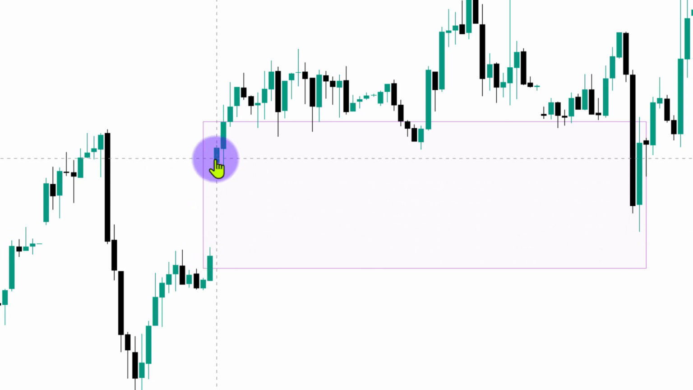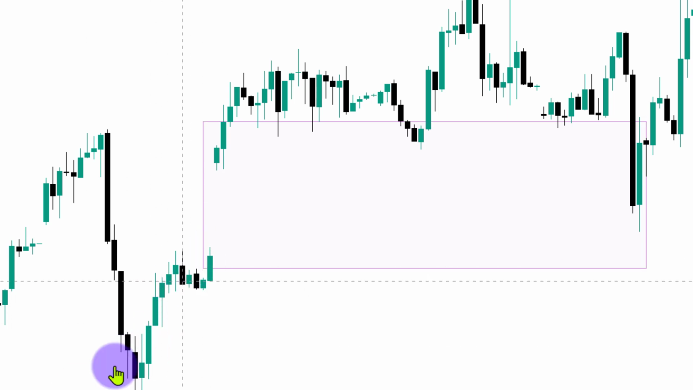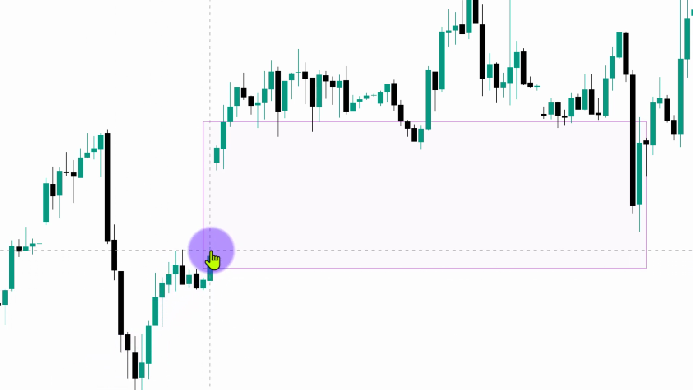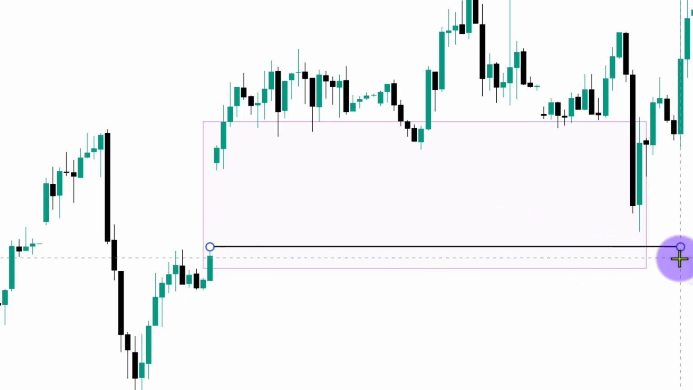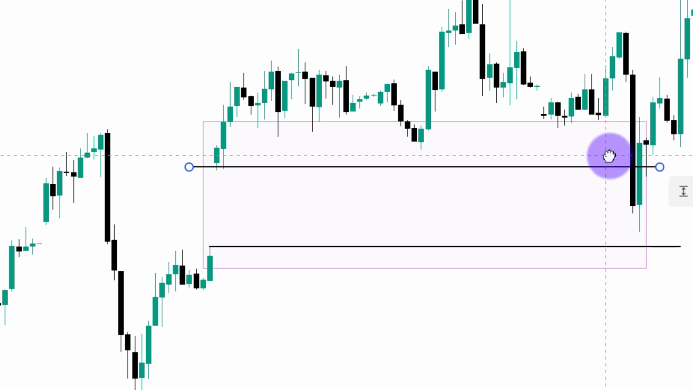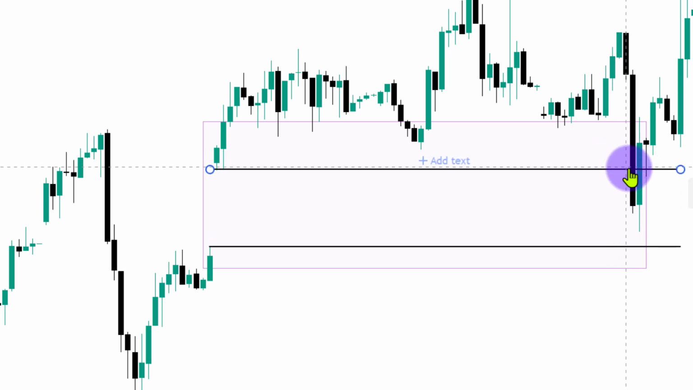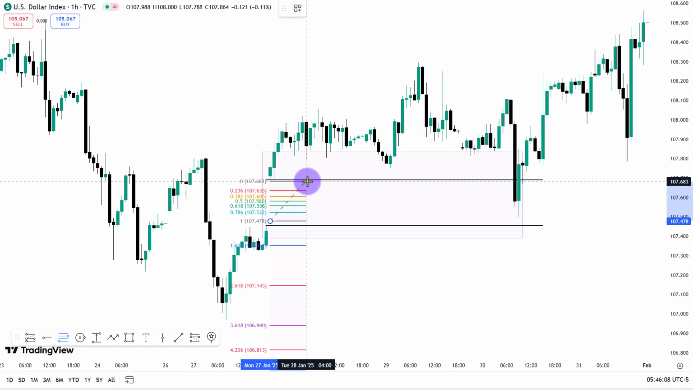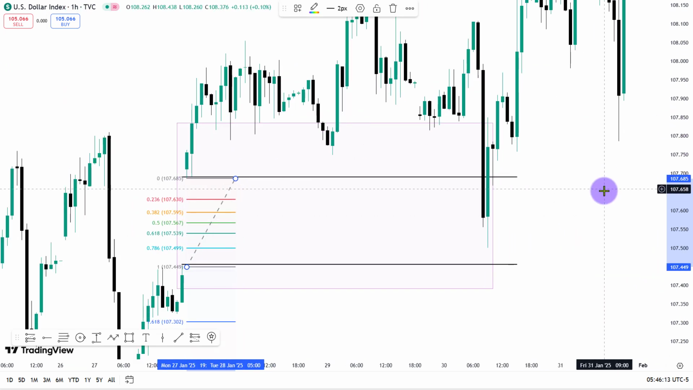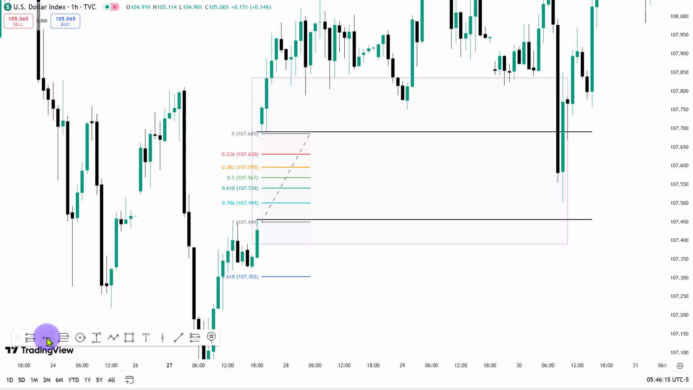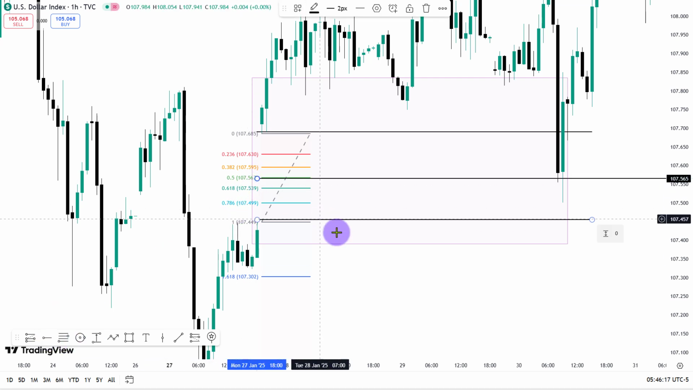gap right there. This is actually called the vacuum gap, and I think this is also the Monday opening gap. So we like to measure 50% of that gap, and 50% of the gap is called consequent encroachment. Price action would mitigate 50% of the gap. You use the Fibonacci tool, measure 50% of the gap, and let's see what 50% looks like. Alright, so 50% of that gap is called the consequent encroachment.